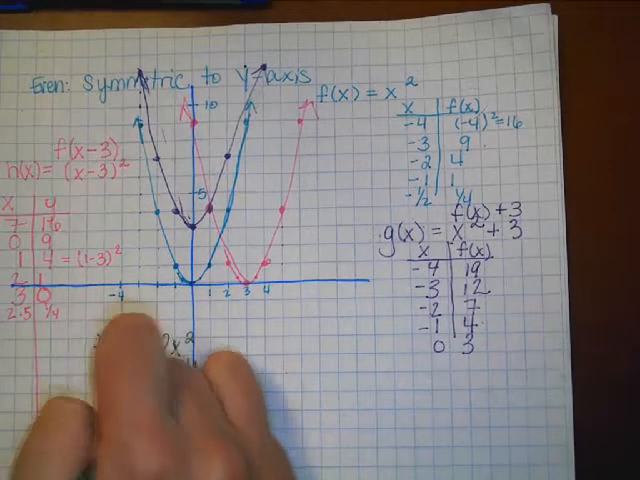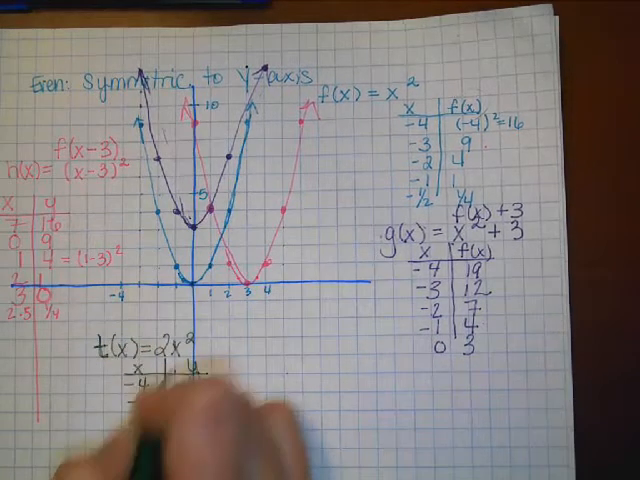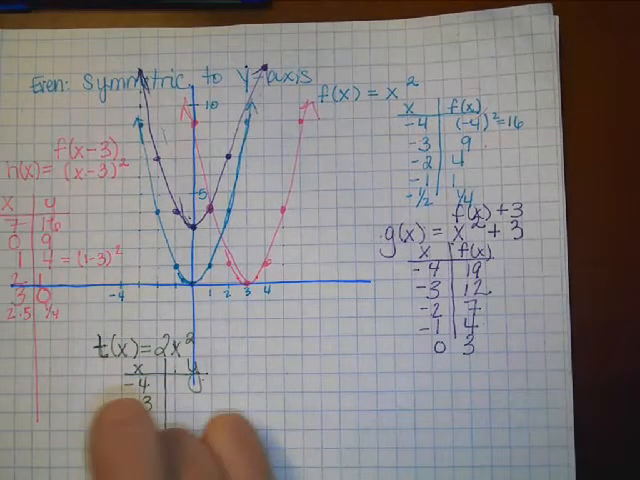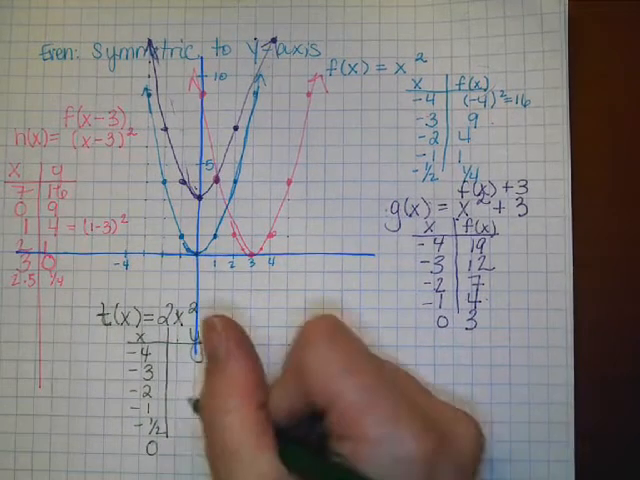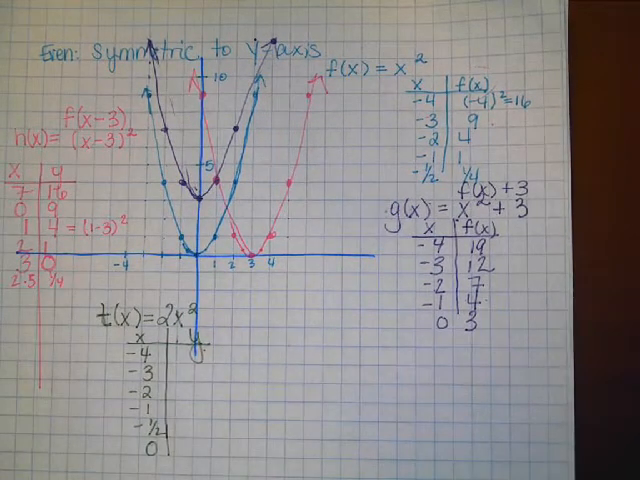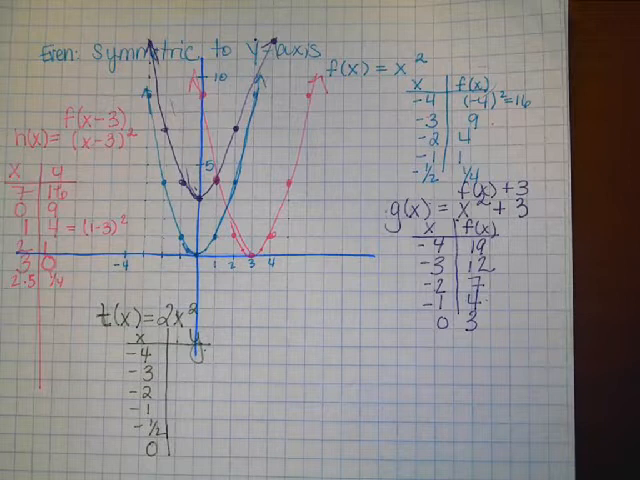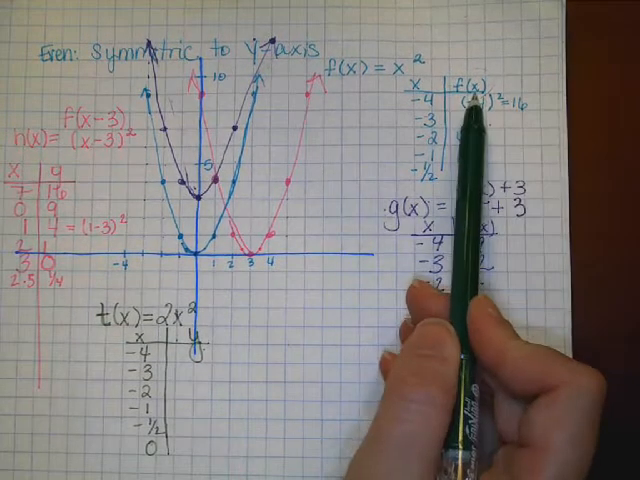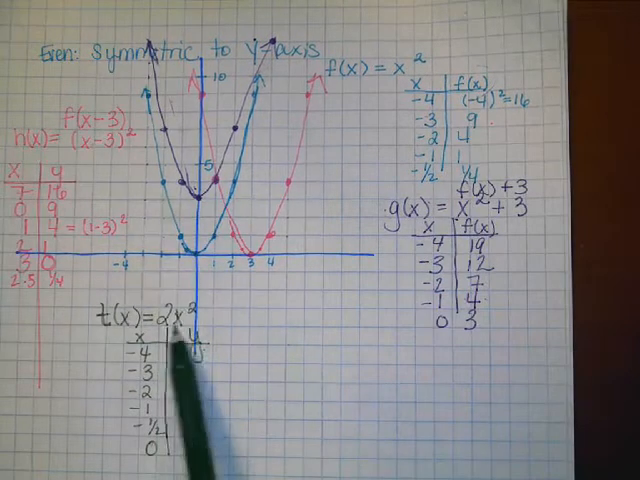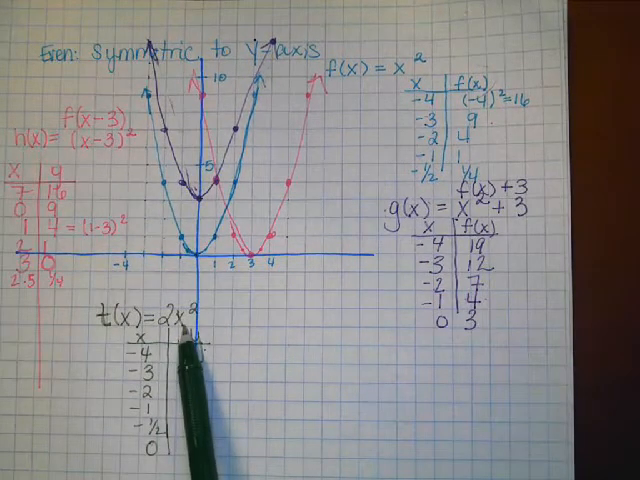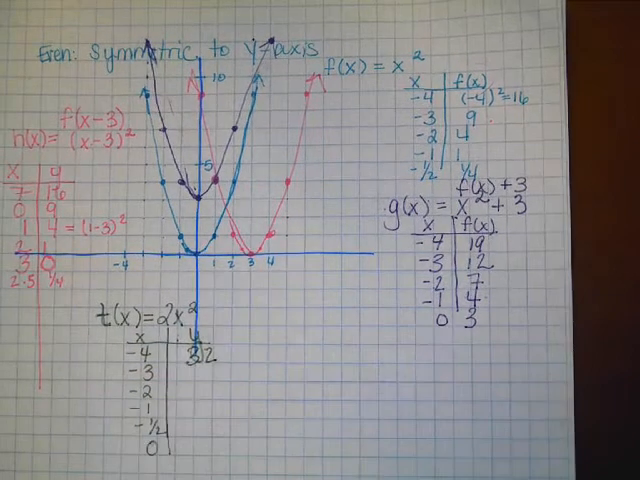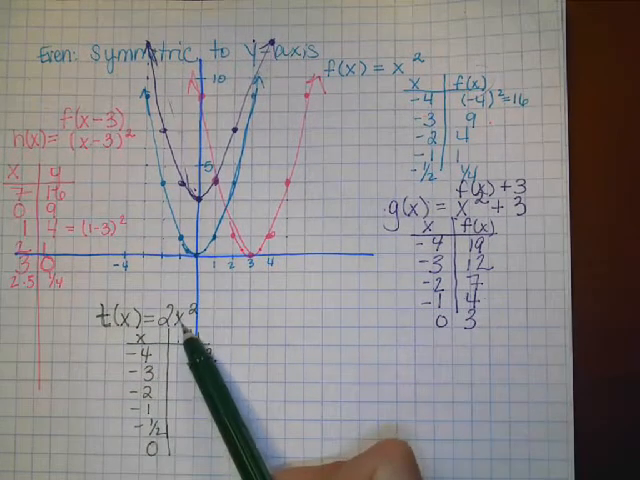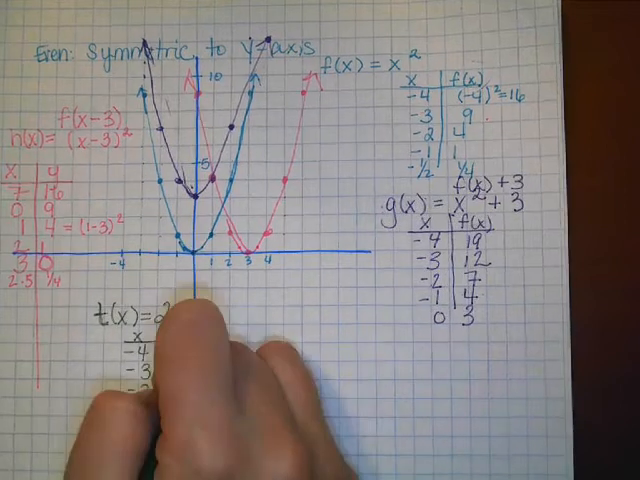Right. So what I have is, I'm going to leave the x values the same: 4, -4, -3, -2, -1, -1/2, 0. And then it repeats 1/2, 2, 3, 4. So now I'm taking the y values and multiplying them by 2, right? So when I plug 4 into here, negative 4 into here, I have 16 times 2, which is 32.